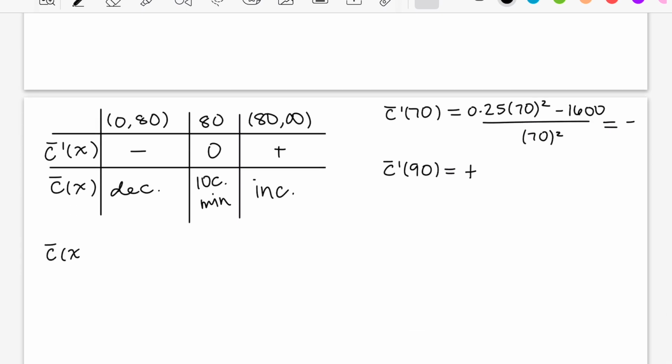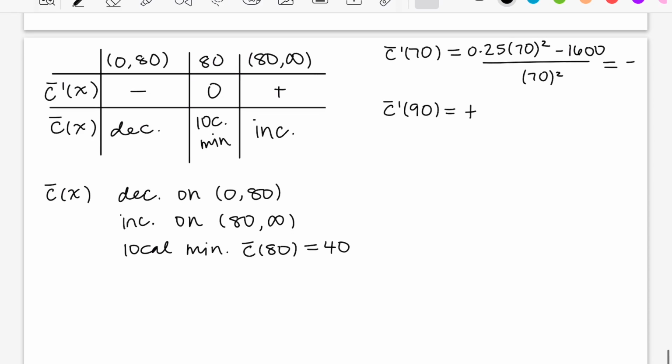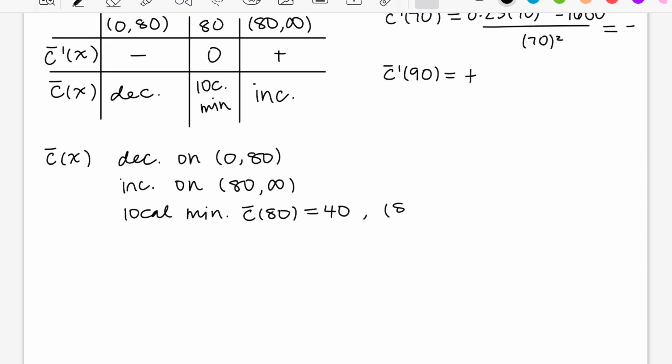So this tells us our function is going to be decreasing on 0 to 80, and increasing on 80 to infinity. And then we're going to have a local minimum at x equal to 80, and plugging that into our function, we get 40. So our local minimum is going to be at that point. Okay, so for step 3, what we want to do is now analyze the second derivative.